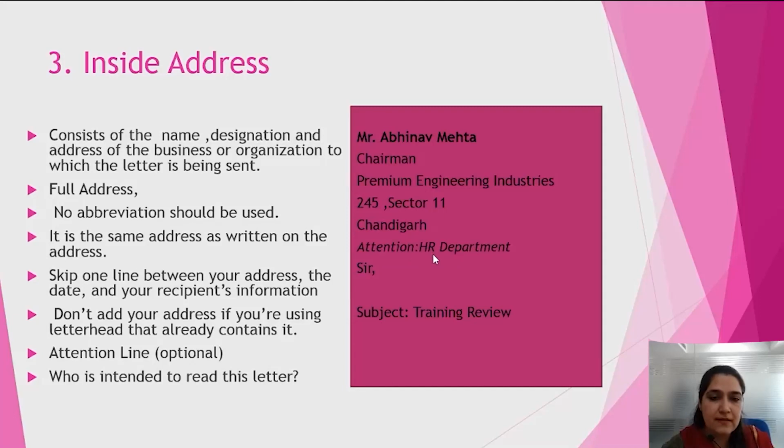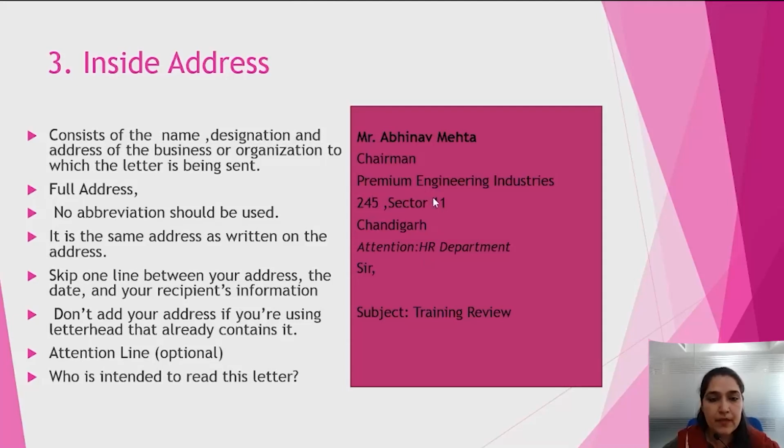Attention line, we can see that the letter is directly going to be sent to the HR department. This Premium Engineering Industries may have a lot of departments. So who's going to get the letter and who's supposed to be the reader of the letter? By looking at this attention line, the letter will quickly be sent to that department and action will be taken. The letter will fall in the right hands when we say this. So as we have seen, attention line is an optional element. So here in the example we can see that it is addressed to the HR department.